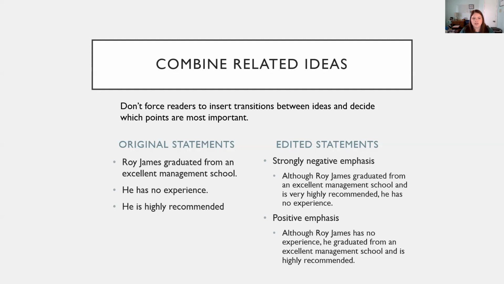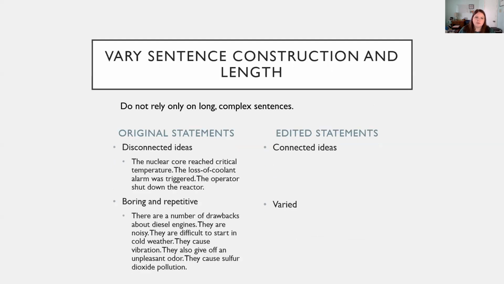So you have your original statements that are all kind of different. Some are positive, some are negative. And by just phrasing it in different ways, you can make a very strong negative emphasis, or you can make a positive emphasis. If you wanted to make it neutral, you could say something like, Roy James graduated from an excellent management school and has no experience, semicolon, he comes highly recommended. And then it's a little bit more neutral if you wanted to express it neutrally.